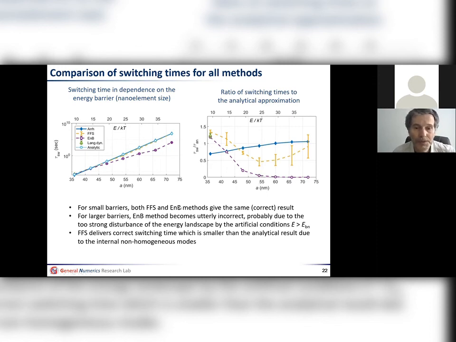This is most probably due to the fact that energy bonds uses an artificial condition: energy is larger than energy bonds at each stage. And this is a large disturbance of the energy landscape and, as a consequence, of the equilibrium thermodynamics. FFS delivers correct switching times, and in this region of energy barriers, this time is smaller than the analytical times, because the analytical approximation does not take into account homogeneous modes which deliver additional energy to the system to be switched.